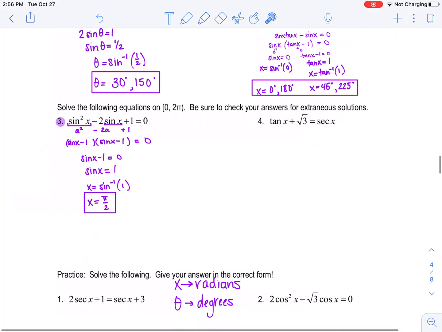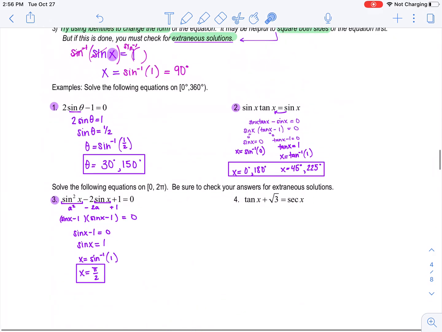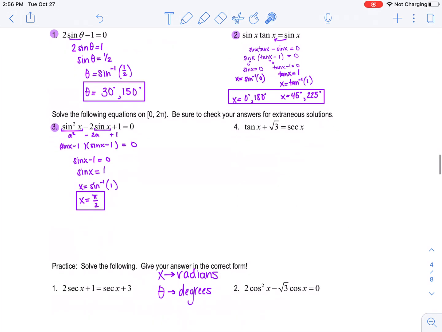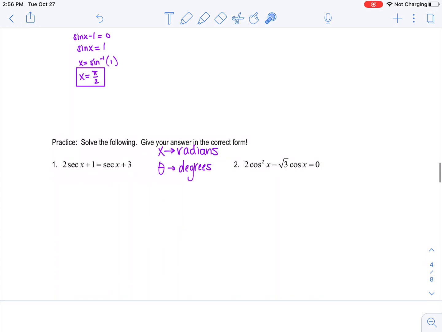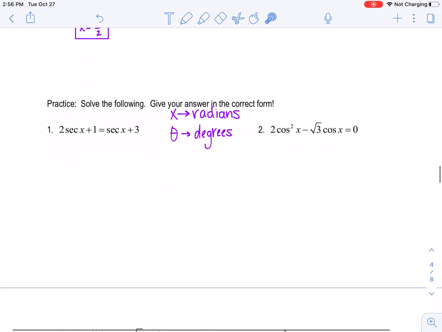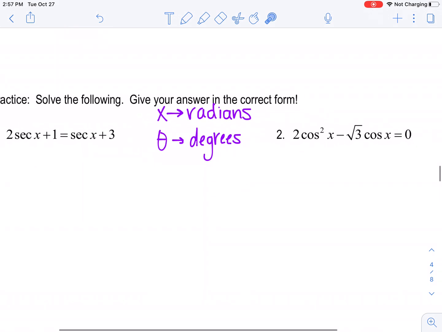Okay, let's keep going. Here we saw the interval from 0 to 360. Here we saw the interval from 0 to 2 pi. Sometimes the directions may be vague. It'll say give your answer in the correct form. So you'll need to remember this: if the variable is x, then your answer should be in terms of radians. If your variable is theta, then your answer should be in degrees.